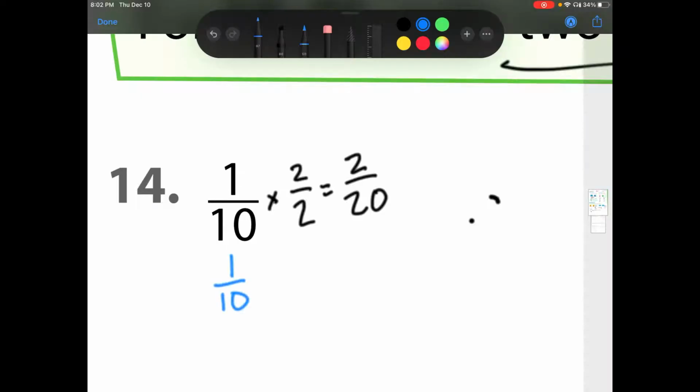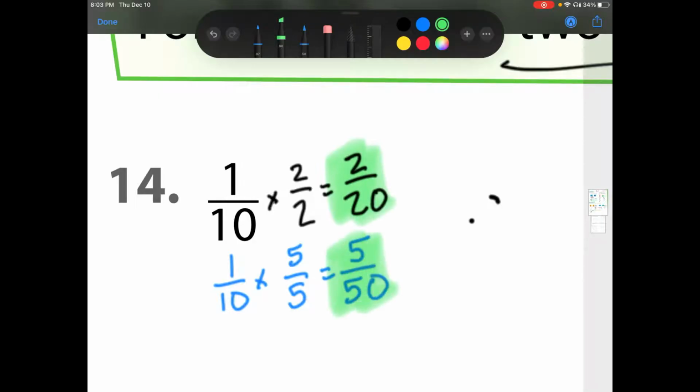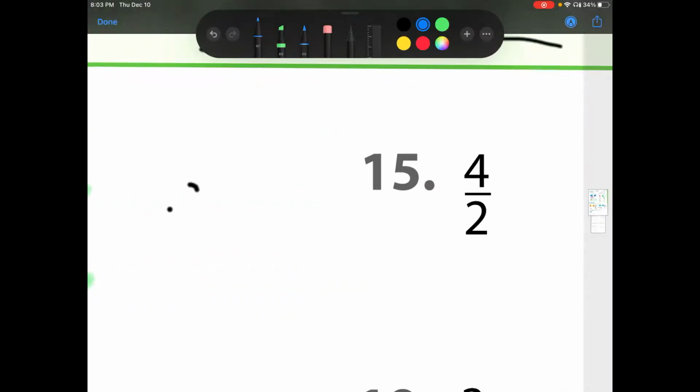And then we need to find another equivalent fraction, because it said list 2 of them. So I'm just going to pick 5 fifths. So 1 times 5 is 5, and then we multiply the two bottom numbers. 10 times 5 is 50. And these are my equivalent fractions. Those are my two equivalent fractions to 1/10, 2/20ths, and 5/50ths.